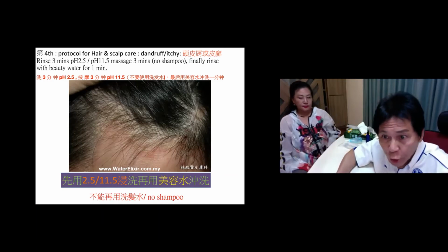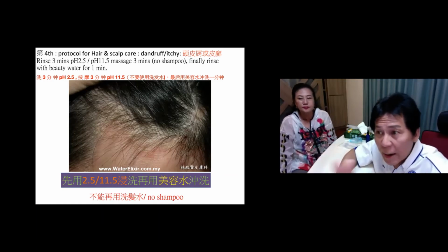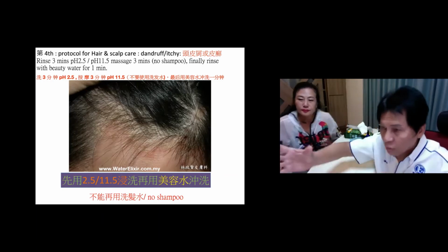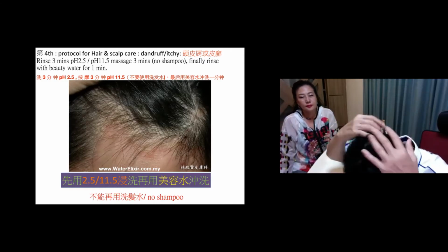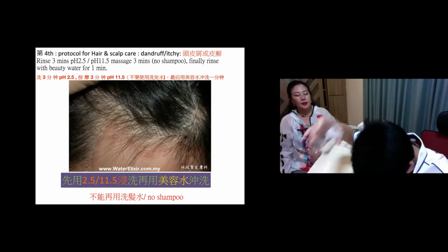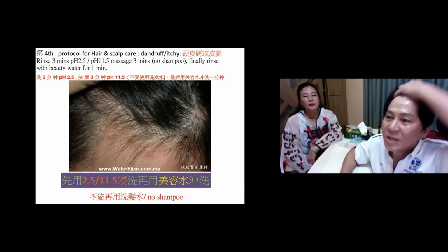Okay, what you do? You don't use shampoo. Don't use shampoo, it has chemicals. Then you use another big bowl, same thing, 11.5. Keep pouring it, rubbing it, pouring it, like shampoo. Then you shampoo your whole head.